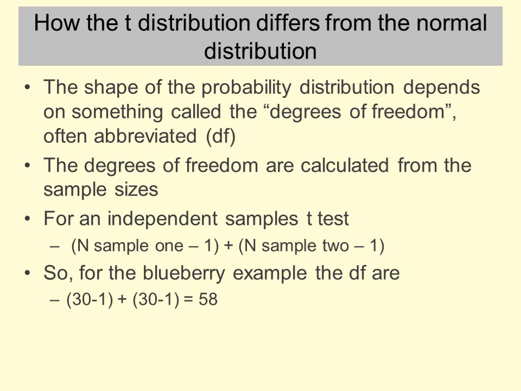Okay, so let's see how the t-distribution differs from the standard normal distribution. How it differs depends on something called the degrees of freedom, which you'll often see abbreviated as df. The degrees of freedom are just calculated based on the sample sizes. So in the example we're working with today of the independent samples t-test, it's just n sample 1 minus 1 plus n sample 2 minus 1. So in our blueberry example, the degrees of freedom would be 58, because 30 minus 1 plus 30 minus 1 is 58.